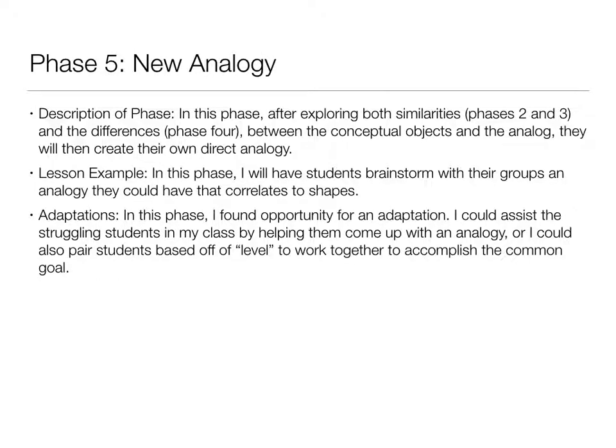For phase 5, new analogy, in this phase they're exploring both the similarities, which would be phases 2 and 3, and the differences, which is from phase 4, between the conceptual objects and the analog, and then they will create their own direct analogy. For an example of this, I will have students brainstorm with their groups an analogy that they feel could correlate to shapes.